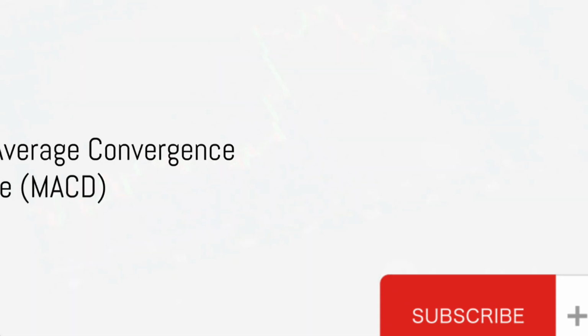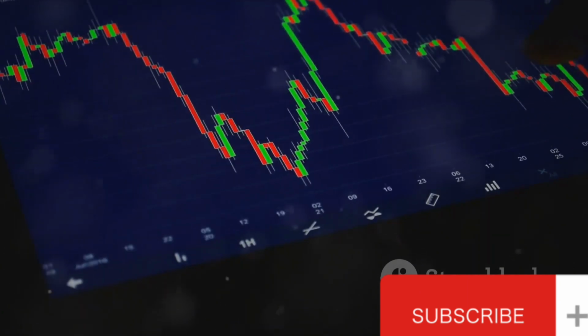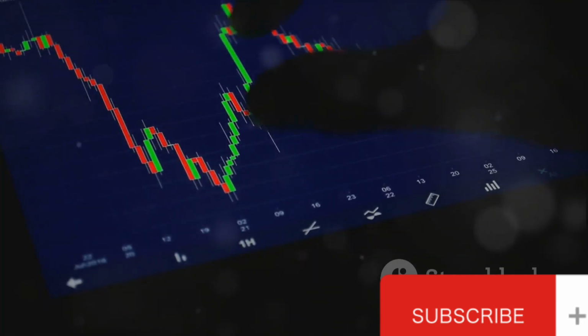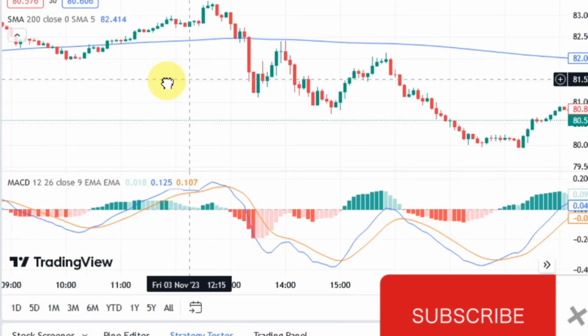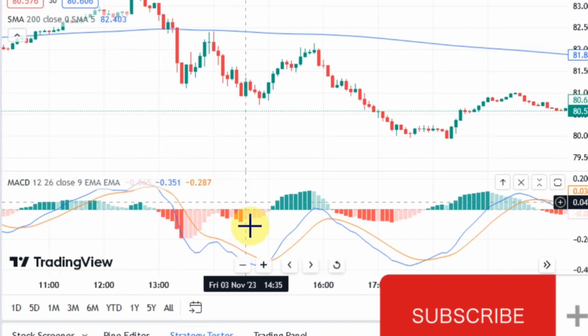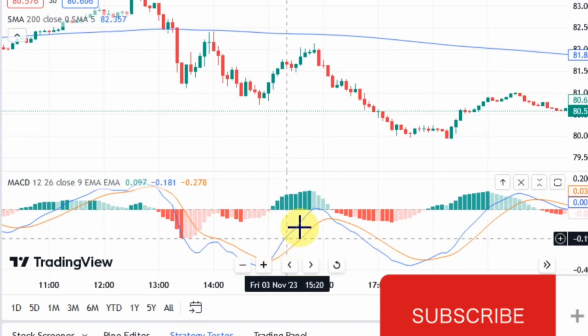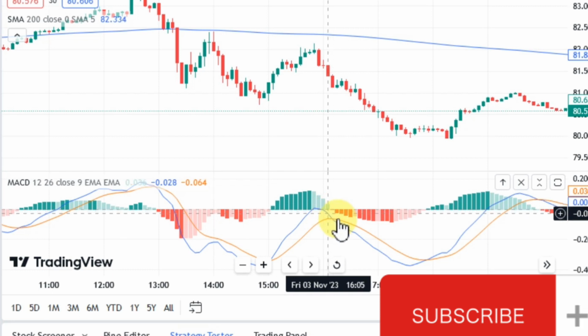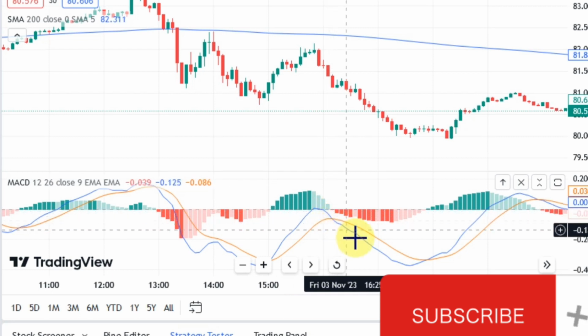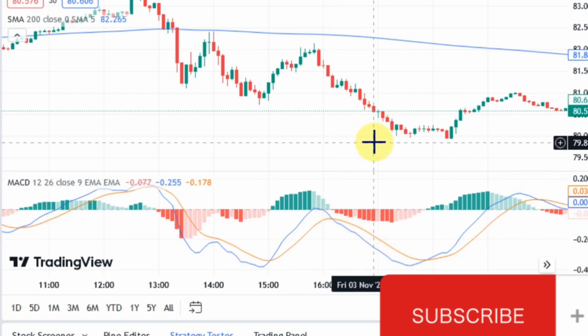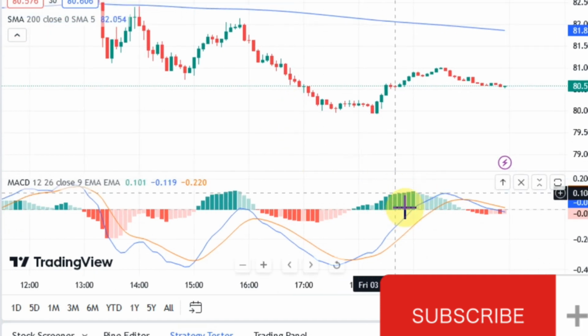Last but not least, we have the moving average convergence divergence strategy, or MACD for short. The MACD strategy involves 2 components, 2 moving averages and a histogram. The moving averages represent the fast line and the slow line. When the fast line crosses above the slow line, it's a bullish signal. On the contrary, when the fast line crosses below the slow line, it's a bearish signal.